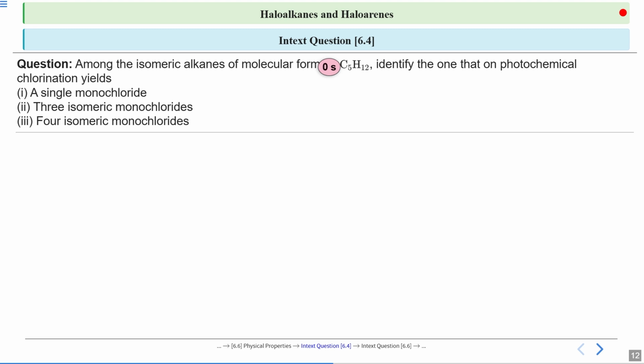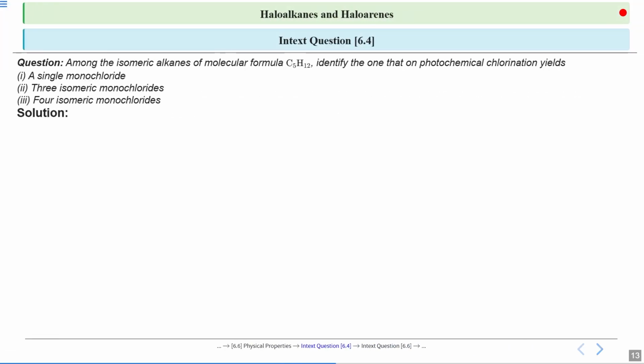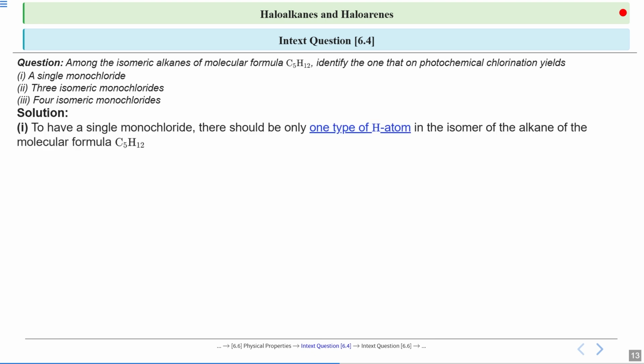Okay, let's see. So for this question, first of all, you have to find that to have a single monochloride, there should be only one type of hydrogen atom present in the isomer of alkane of molecular formula C5H12, right? For having a single monochloride, this isomer of alkane should have only one type of hydrogen atom to be replaced by the chlorine.